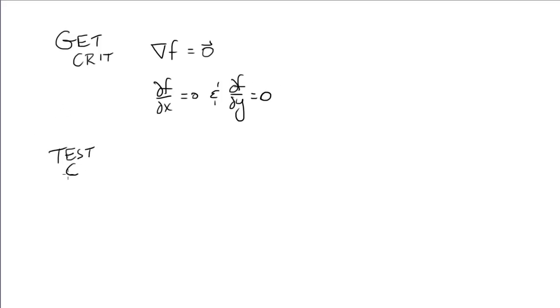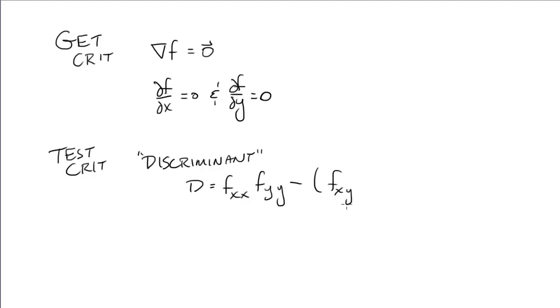To recap, you get your critical point. That's where your gradient is the 0 vector. That means both your partials are 0 at the same point. Then you test your critical point with your second derivative test. The term that determines whether you have maxes or mins or not is called the discriminant.